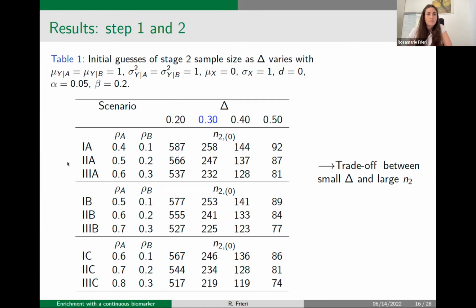So here we fixed alpha equal to 0.05 and the power to be 80%. And you have several experimental scenarios corresponding to different choices of the correlation rho A and rho B. And we have increasing delta here and the candidate value for the sample size of stage 2 inside the table. And it's easy to see that there is a trade-off between small delta and large N2. So here the investigator has to select delta according to how many patients the investigator thinks can be recruited in stage 2.